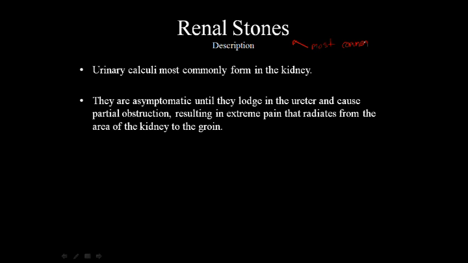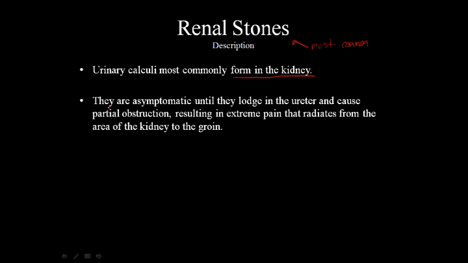A lot of the times this is borne out by urinalysis, which then prompts a CT to look for renal stones. But if we just look at the description, we see that urinary calculi most commonly form in the kidney. So that's where it's going to form. Very rare that it's going to form anywhere else. And most of the time, patients are asymptomatic until they lodge in the ureter and cause partial obstruction.